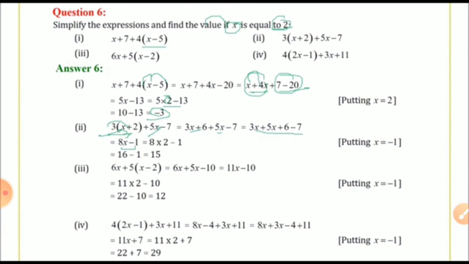4 into 2x minus 1 plus 3x plus 11. 8x minus 4 plus 3x plus 11. 8x minus 4 and 3x, so add 8x and 3x first. 8 plus 3, 11x plus 7. Yes, and then x is equal to 2. At last you will get 29. 11 times 2 is 22, plus 7 which gives you 29.